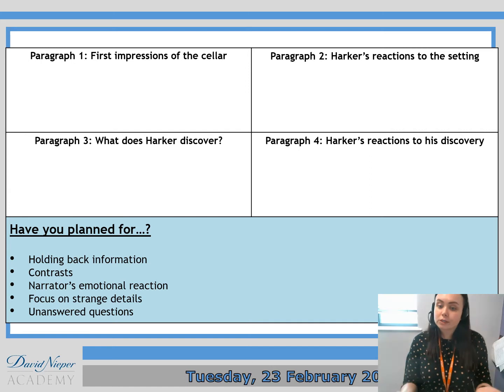Paragraph 3, what does he discover? So that thing that's grabbed his attention and he's moved towards it, what is it? Why is it down there? And then paragraph 4, Harker's reaction to his discovery. Whatever it is he's found, how is he going to respond to it?